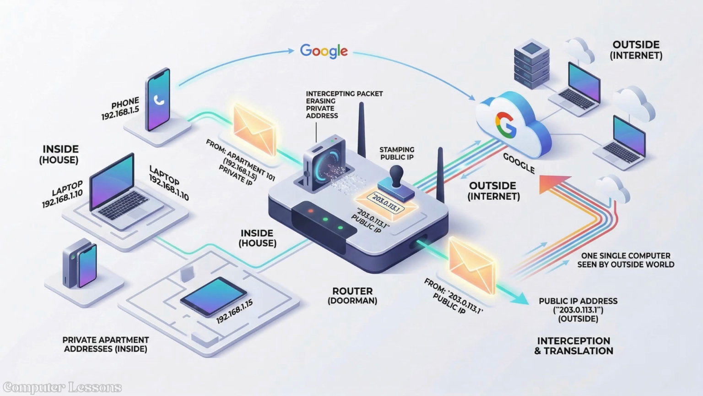Your router acts as the doorman. When your phone sends a request to Google, the router intercepts the packet, erases your private apartment address, and stamps its own public IP on the envelope. To the outside world, every device in your house looks like one single computer.